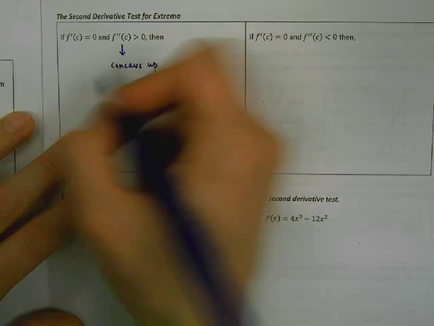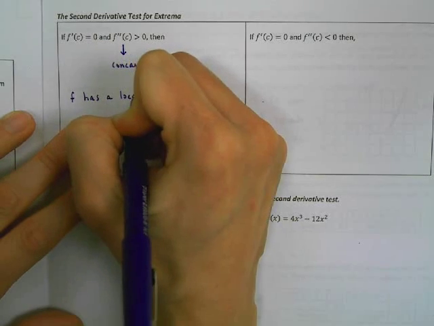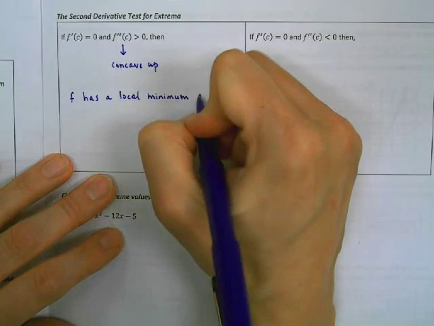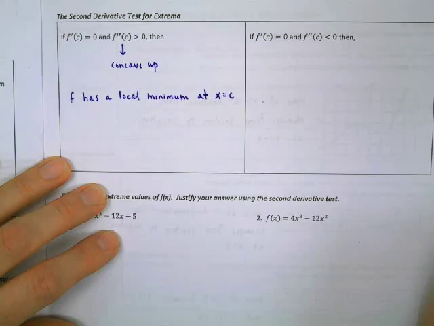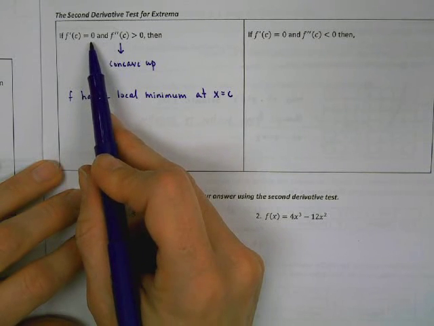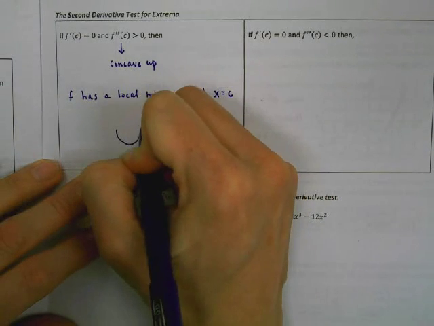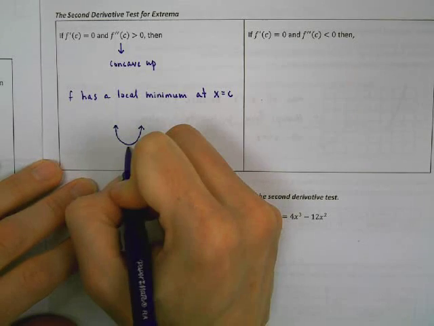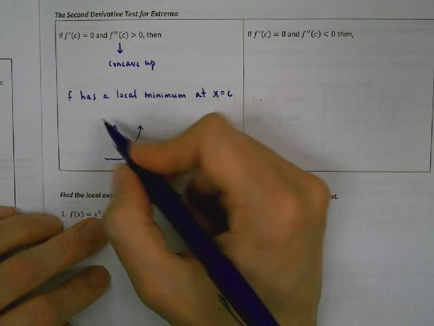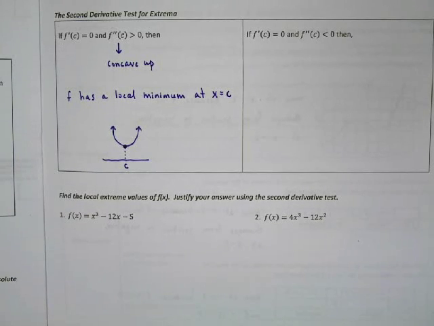Then what we can say is f has a local minimum at x equals c. And graphically, really, here's why. So we said f prime of c equals 0, so I should have a horizontal tangent at c. And f double prime of c was greater than 0, which we said meant concave up. So here's what it looks like. Here's my point C. Right? So then looking at this graph, if I'm concave up, that value here has to be a local min.